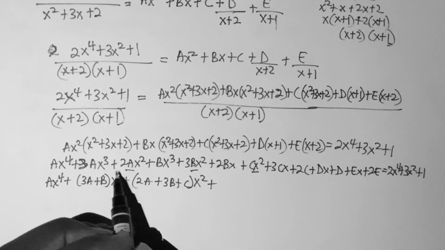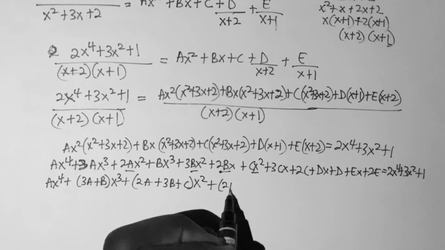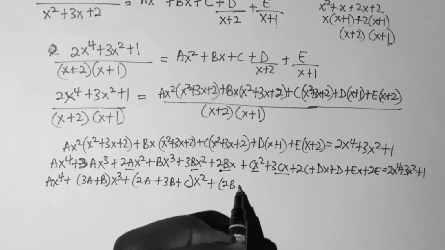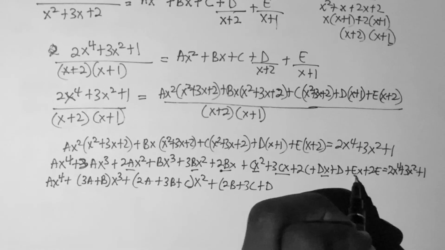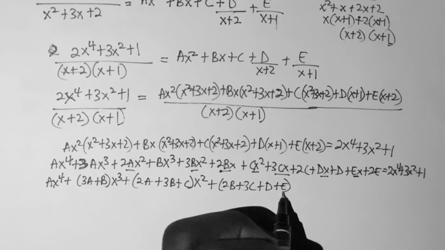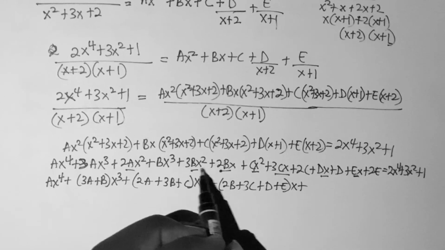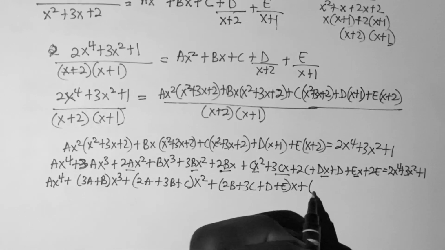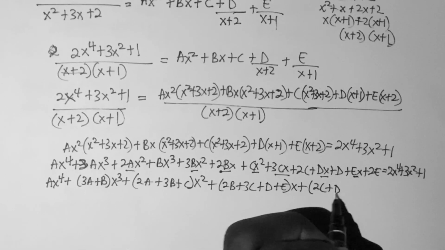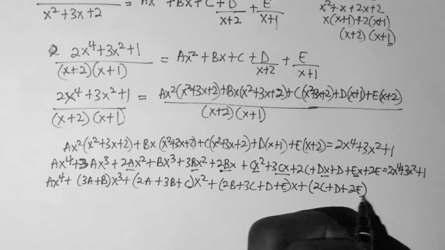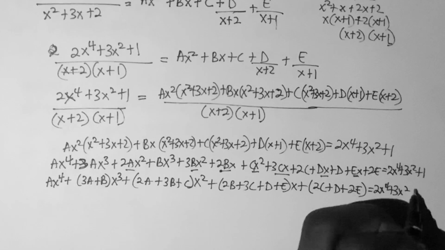And we are left with x. So plus, there is x here, so plus 2b. And then there is another x here, plus 3c. Then there's another x here, plus d, and there's another one here, plus e x. And plus the terms without x. So what other term do we have? We have 2c, and there's a d here. So plus d and plus 2e. And that is equal to 2x^4 + 3x^2 + 1.